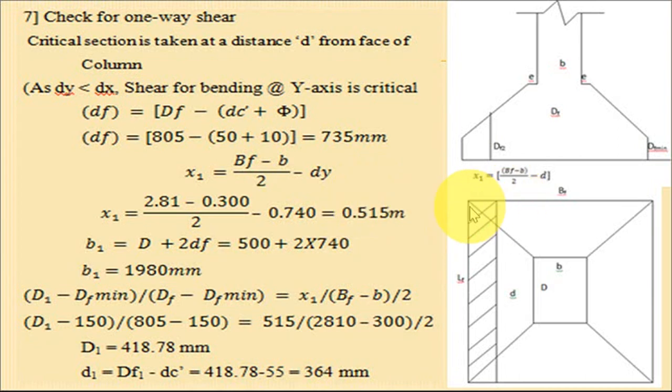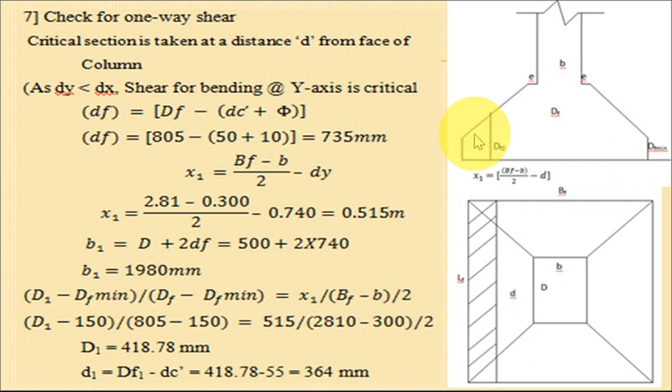Then x1, this distance is known, that is BF minus b divided by 2, that gives this distance, and minus d, that gives the x1. So x1 is known to you. B1 is equal to, this is b1 from this point to this point, this distance is d, this is d, and this is capital D, so it is d plus 2 times df. So b1 is equal to 1980.